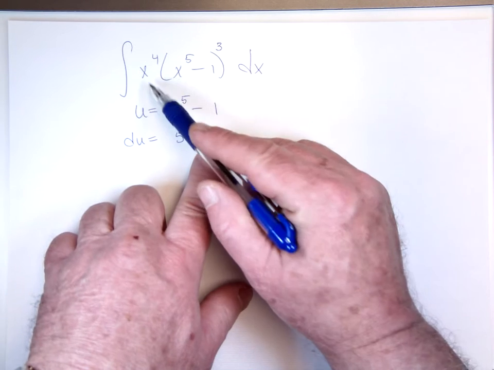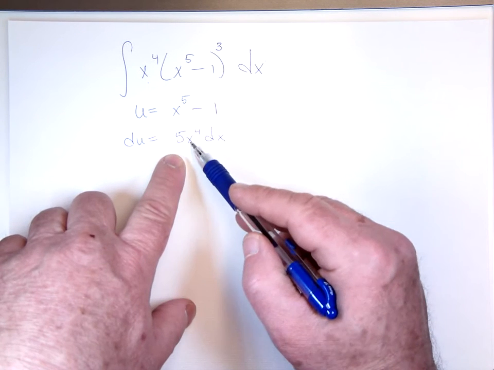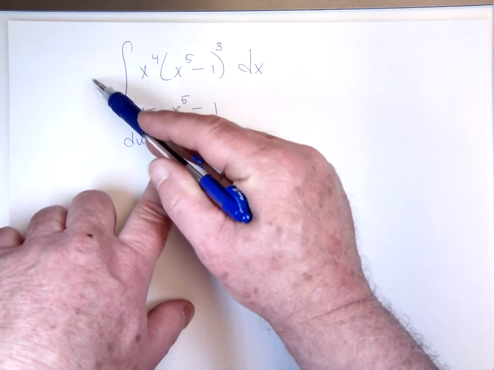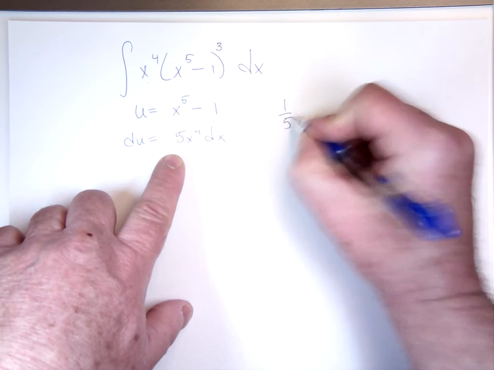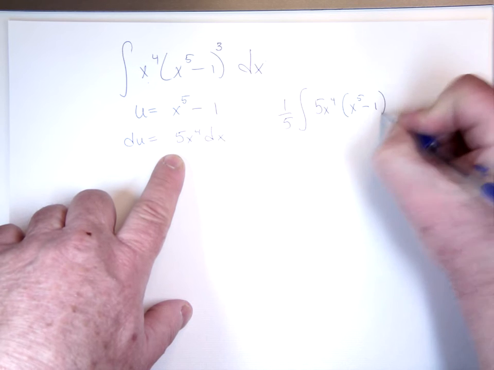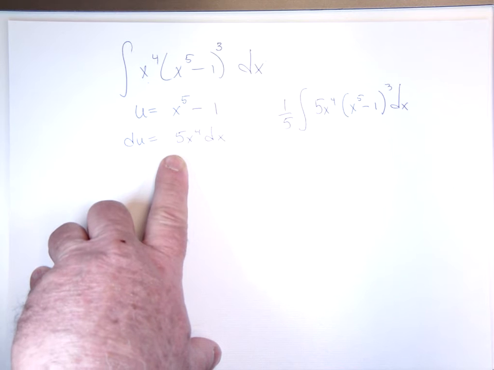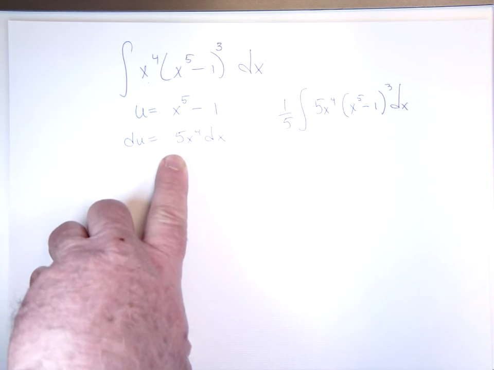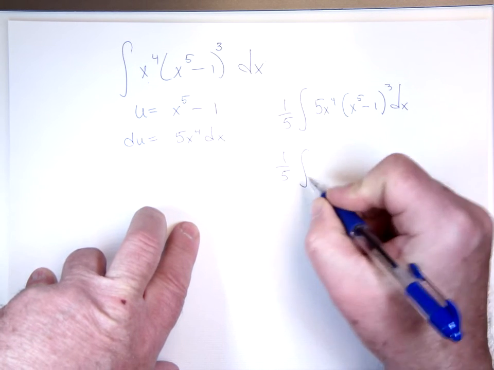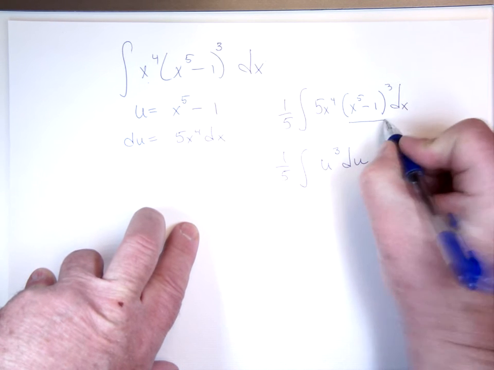What I would like is a 5x to the fourth dx. I can easily get this by multiplying by 5 and by 1/5. I can do this: 1/5, 5x to the fourth dx. I've multiplied by 1. Why do such a thing? Because now, what do I have? I have 1/5, the integral of u cubed du. This is u cubed, and the 5x to the fourth dx is my du.